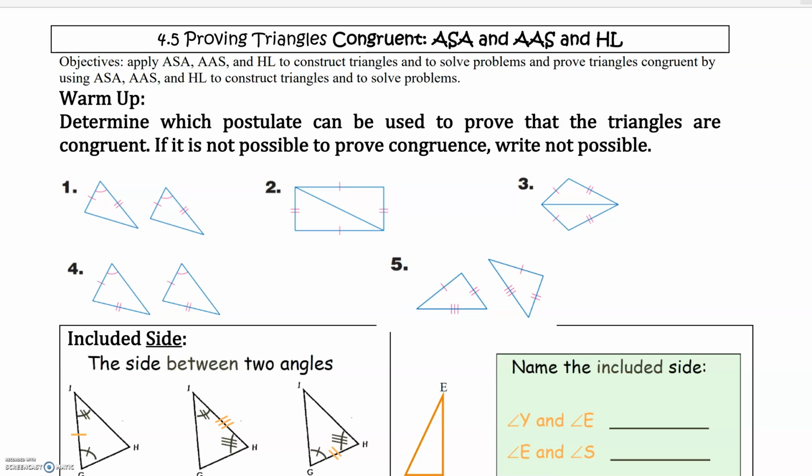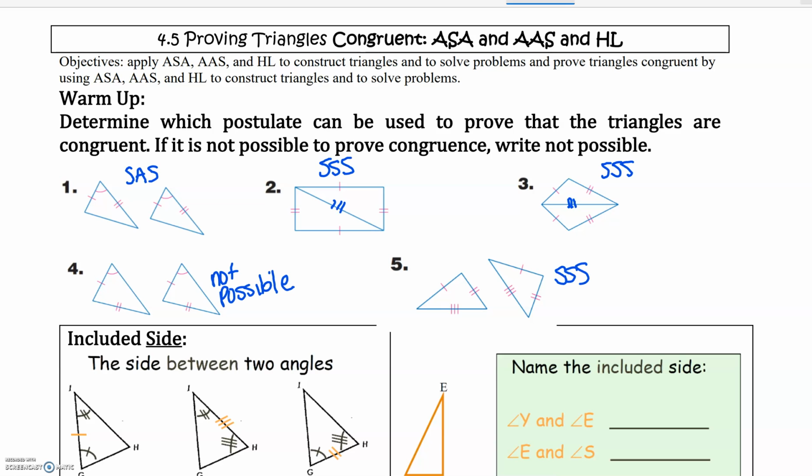So in this lesson, 4.5, proving triangles congruent, we're going to look at three other methods to prove triangles congruent, and they are ASA, AAS, and HL. And first, I want you to do these 5 warm-up problems. Push pause, try them, and then check when you're ready.